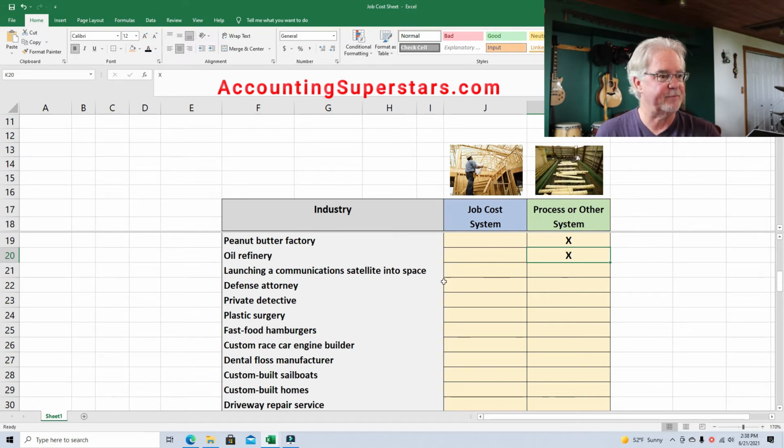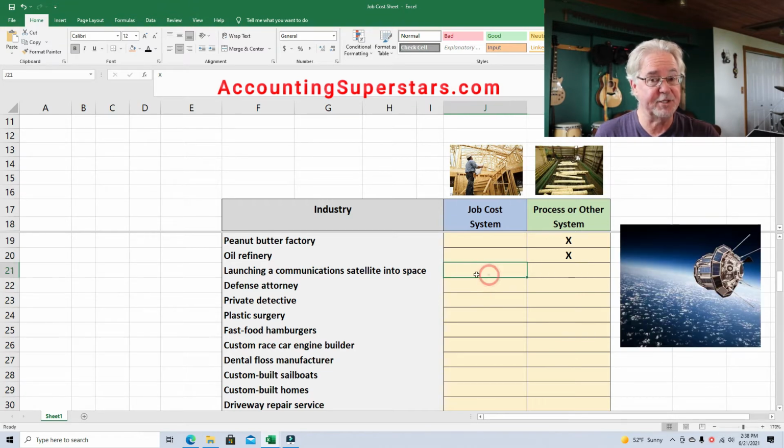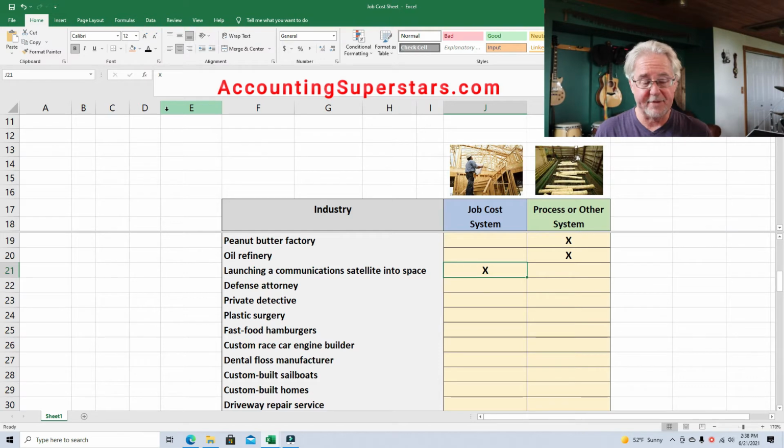So process accounting. Launching a communication satellite into space, well, every launch is different and every satellite is different. Maybe they launch a satellite for one company and then a different satellite for a different company. So definitely job cost. A defense attorney, definitely job cost, because every case is different. Maybe this attorney defends people who are in car accidents or criminal defense lawyers.